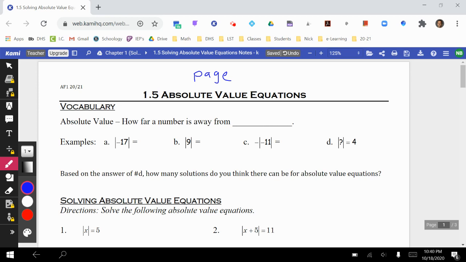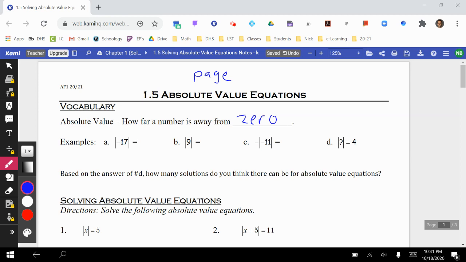All right, so we're going to talk about absolute value equations. But first, we're going to do a little vocab, right? We're going to talk about absolute value, right? When you talk about absolute value, we're talking about how far a number is away from zero. You may recall in earlier chapters, we simplified expressions that had absolute value. This is a distance from zero. How far something is away from zero is its absolute value.